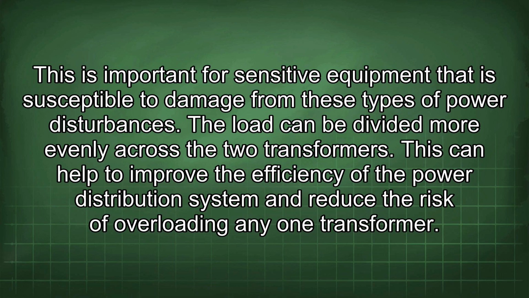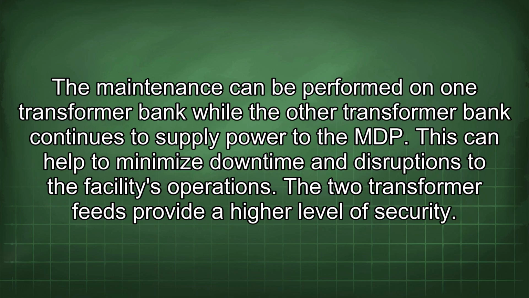The load can be divided more evenly across the two transformers. This can help to improve the efficiency of the power distribution system and reduce the risk of overloading any one transformer. The maintenance can be performed on one transformer bank while the other transformer bank continues to supply power to the MDP. This can help to minimize downtime and disruptions to the facility's operations.